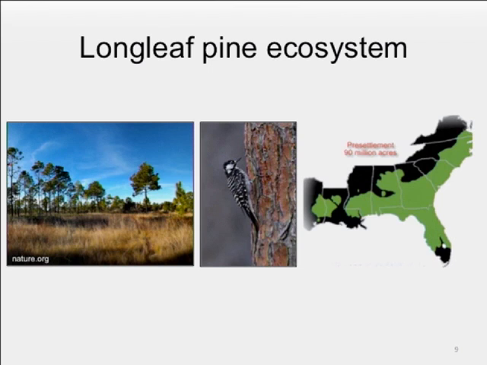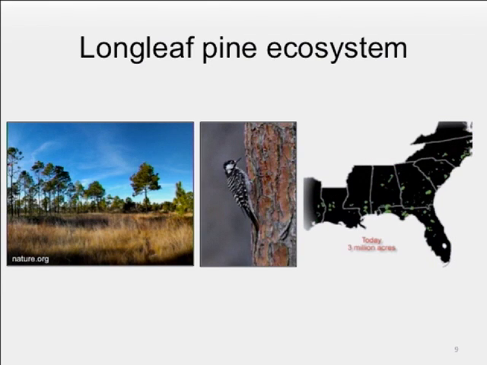These longleaf pine savannas have some of the highest levels of biodiversity and endemism in North America, and they're habitat for rare and iconic endangered species like this red-cockaded woodpecker. And the ecosystem itself is endangered. If we consider the historical distribution of the longleaf pine ecosystem, it used to cover most of the Southeast, and this is what's left of it today. Less than 3% of it remains, and what remains is highly fragmented.